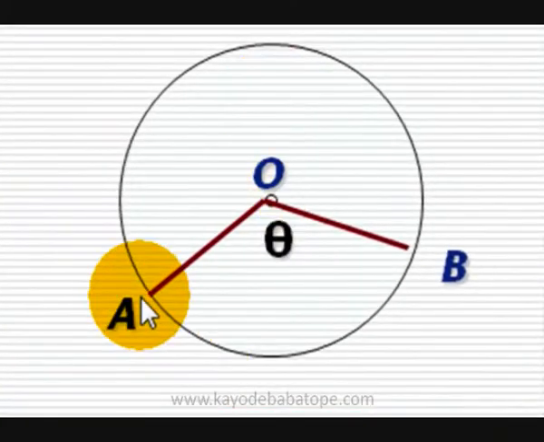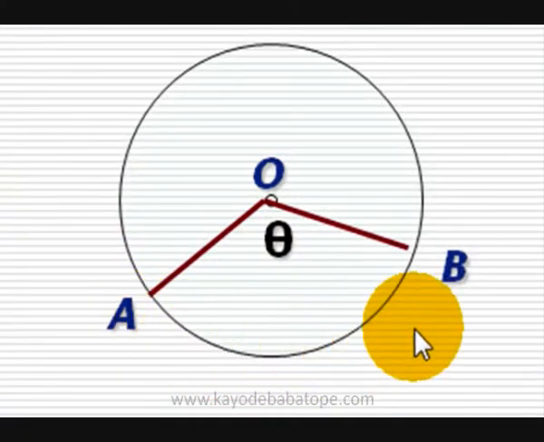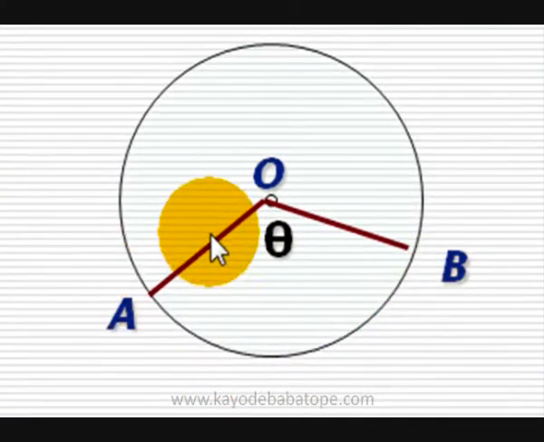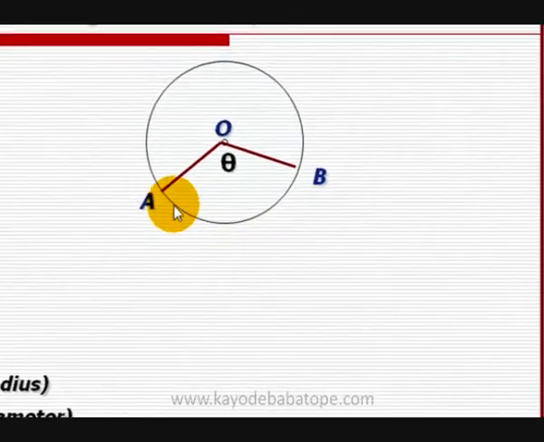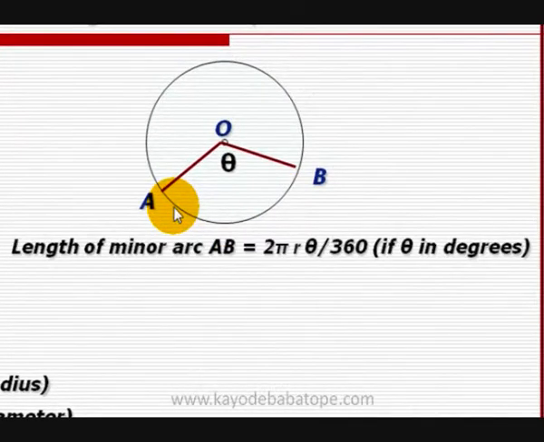And here, this is an arc AB. And this is a sector OAB. So, to calculate the length of this arc, which subtends an angle theta at the center of the circle, it is given by the equation 2 pi r times theta divided by 360. That is if theta is given in degrees. The length of the minor arc AB is given by 2 pi r theta divided by 360. That is if theta is given in degrees.